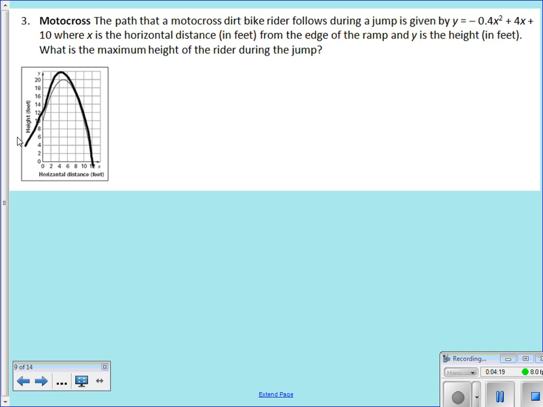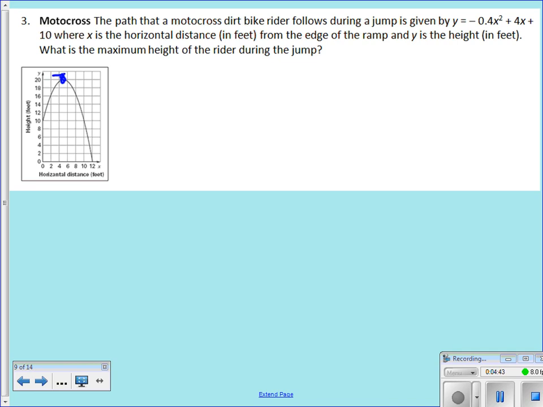What do I need to know? I need to know its maximum height. Note that word, maximum. If I need the maximum height, I'm going to need a vertex that is the maximum. Well, neatly enough, we have a graph on here. It's already graphed for us. So I want to find the maximum of my parabola, which is here. So then this is the maximum height of the motocross rider.